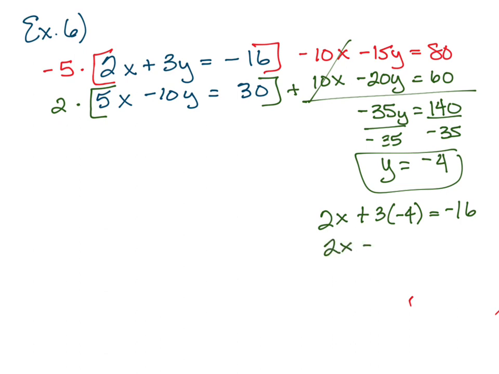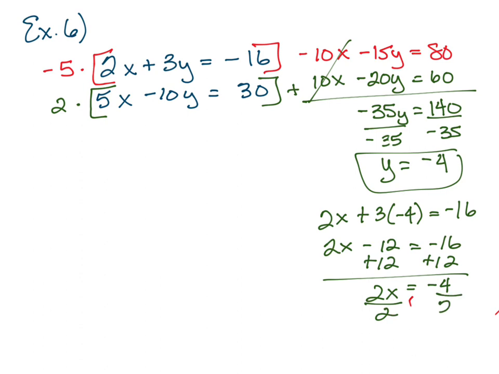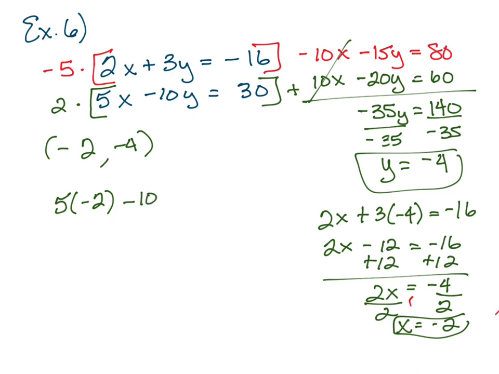So 2x minus 12 equals negative 16. I'm adding 12 to both sides. 2x is negative 4. Am I going too fast? X is negative 2. So my solution, I believe, is negative 2 comma negative 4. We should check that in the second equation because we already used the first. And I get negative 10 plus 40 is 30.